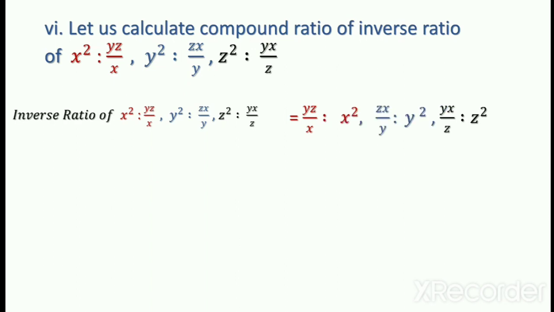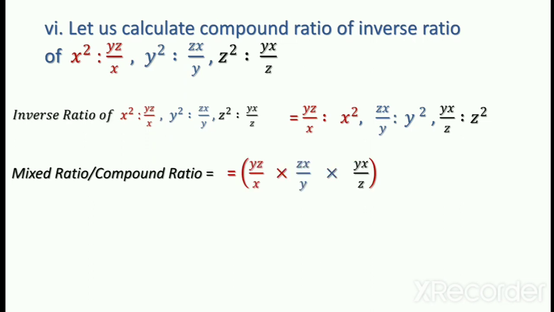Now we know the inverse, and we need to find the compound ratio of the inverse, meaning these ratios: yz by x is to x square, zx by y is to y square, yx by z is to z square. These terms, not the ones given in the question. And remember what a mixed or compound ratio is. Like I told you before, it is the product of all the antecedents.